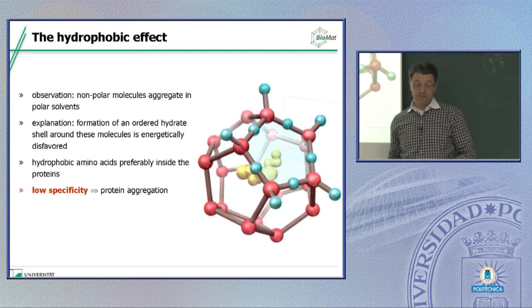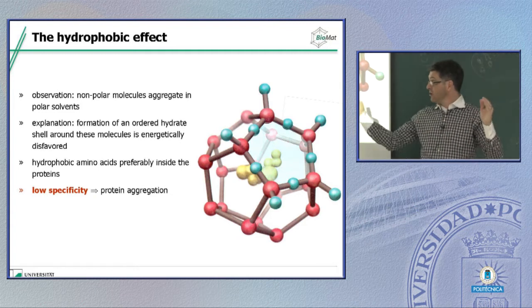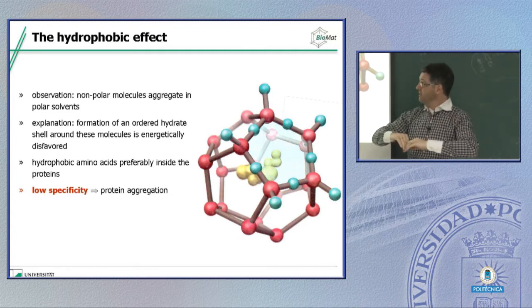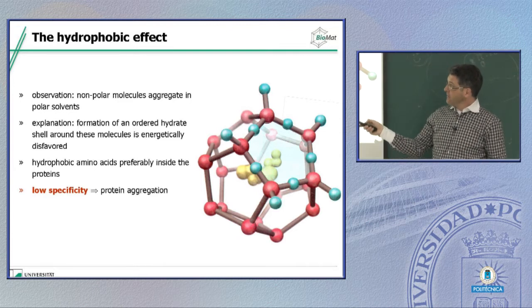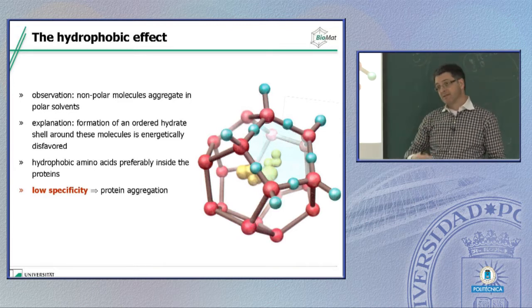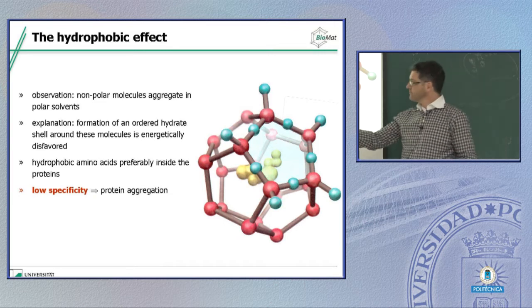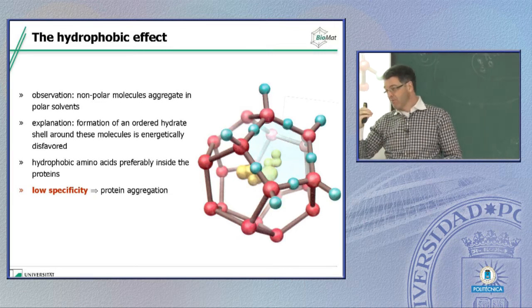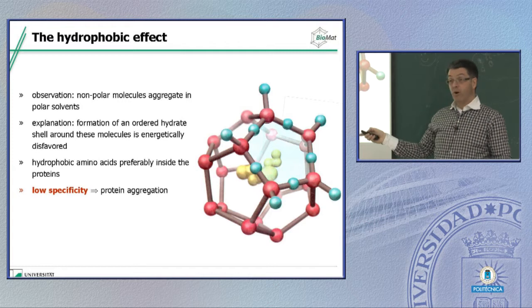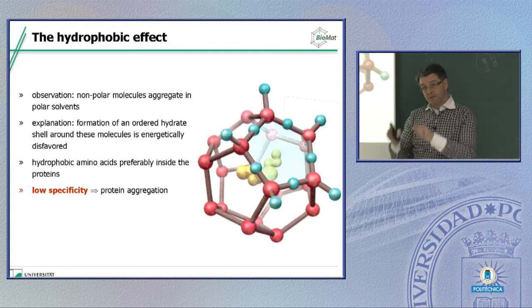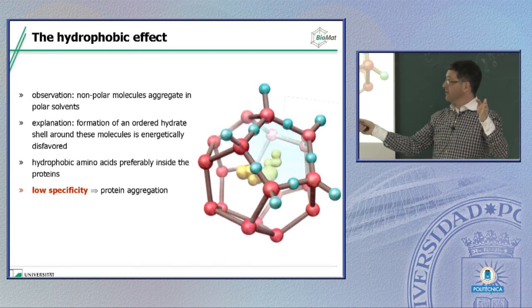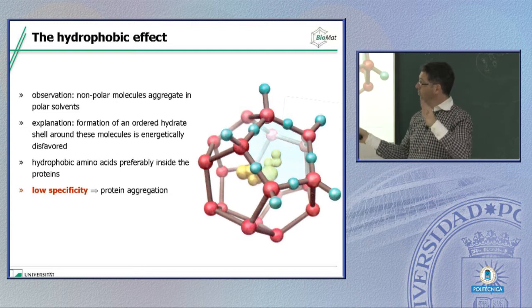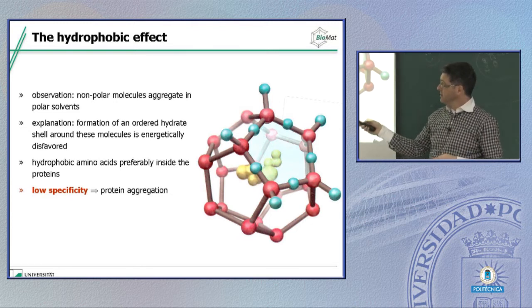So we have a low specificity. They don't care about their partners. I mean, as long as they are hydrophobic, they will interact. And this, of course, is an unwanted side reaction of assembly. Again, if we think about silk proteins, we have to avoid protein aggregation, right? We want to make fibers, aligned structures with a very high precision. Protein aggregates have low precision, no order. So therefore, this has to be avoided.